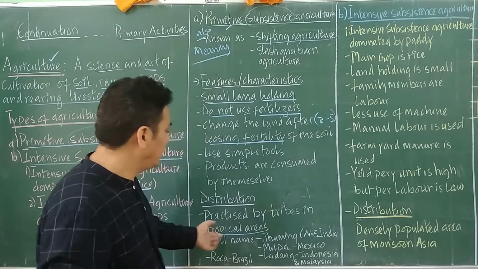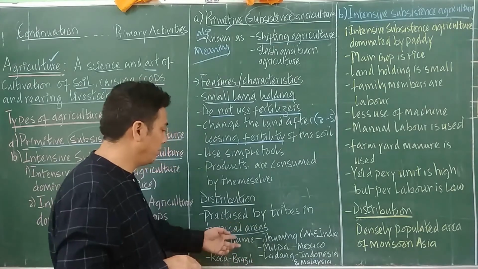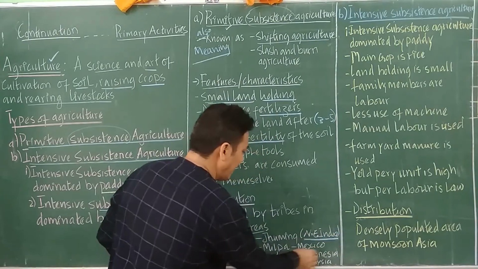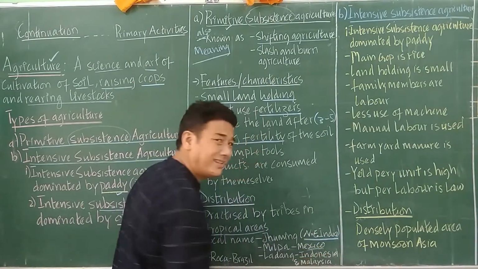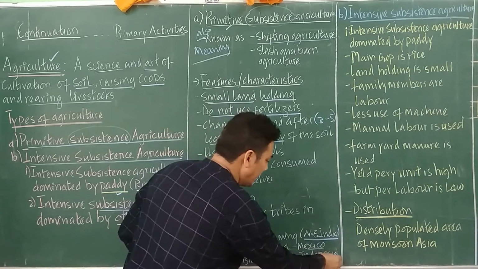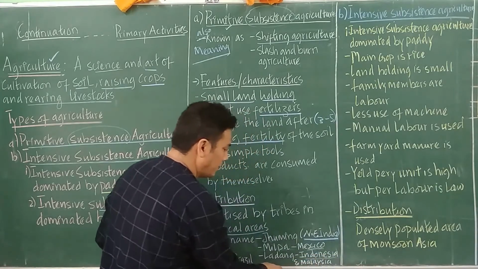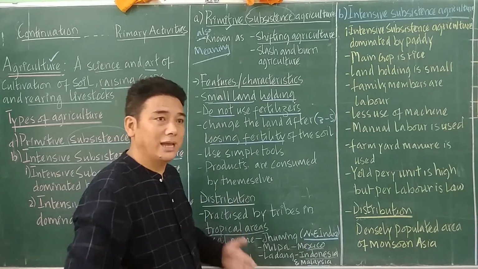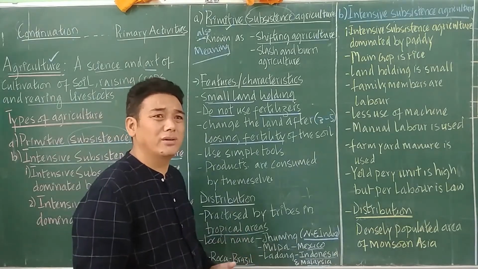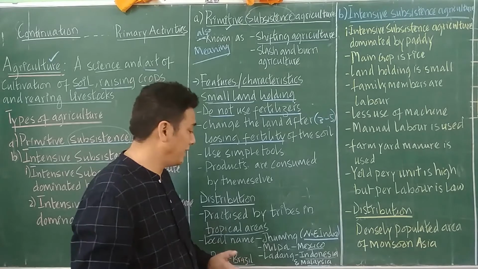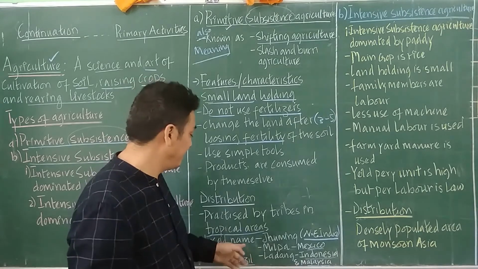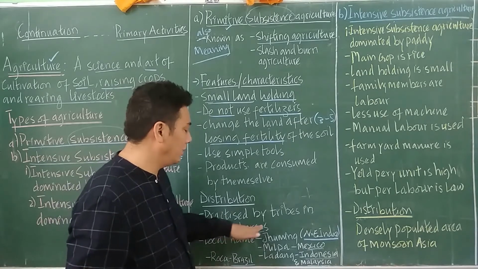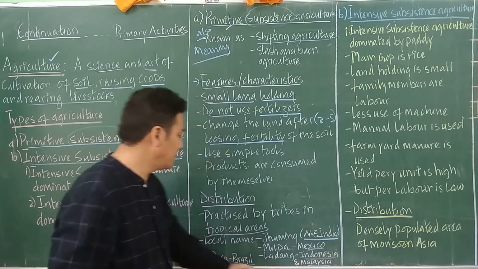And then these are some of the areas, for example Northeast India, Mexico, even Central America, Indonesia, Malaysia, and Brazil. You will find it in Africa also, but that is not mentioned in your textbook, so we shall not discuss that. So it is practiced in the tropical areas.